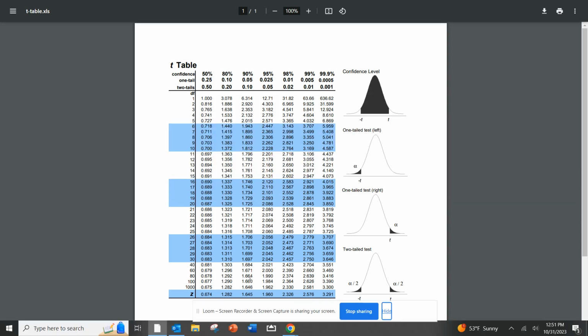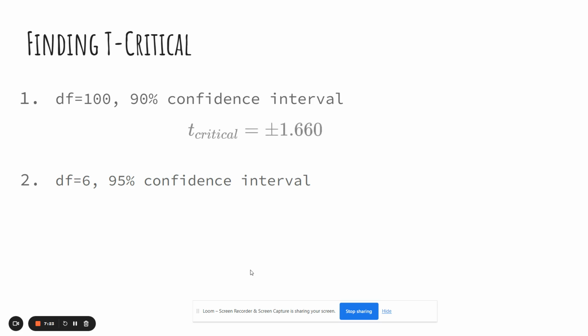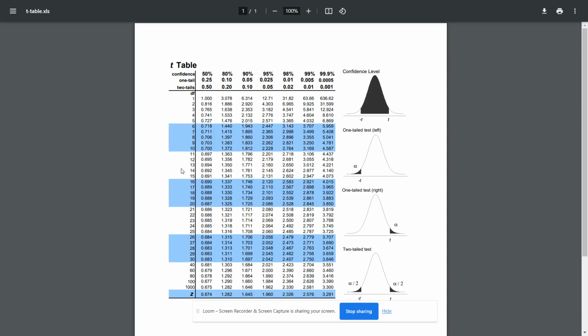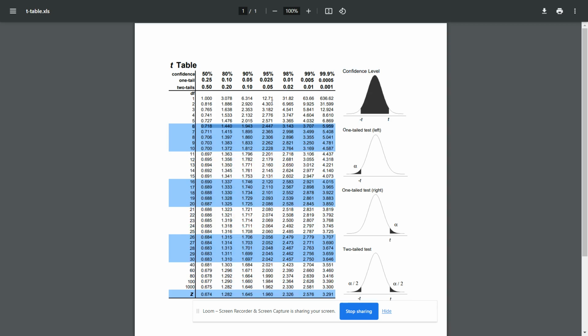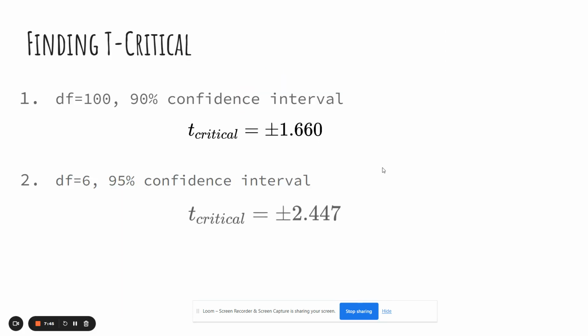my answer is 1.660. I'll explain plus and minus again with the example. The second one says degrees of freedom equals 6 with a 95% confidence interval. So we go to 6 degrees of freedom. We are 95% confident, so my answer is 2.447. That is the only purpose of degrees of freedom, but it helps us read the T-critical chart, and we'll need that T-critical to find the margin of error.